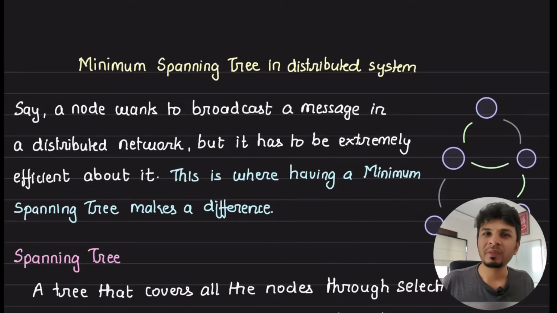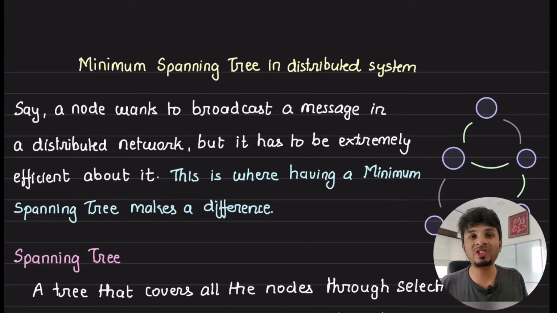Hence, in this video, we take a look into the famous GHS algorithm to construct a minimum spanning tree in a distributed setup. We'll go through the algorithm step by step and see how a spanning tree makes leader election a piece of cake.